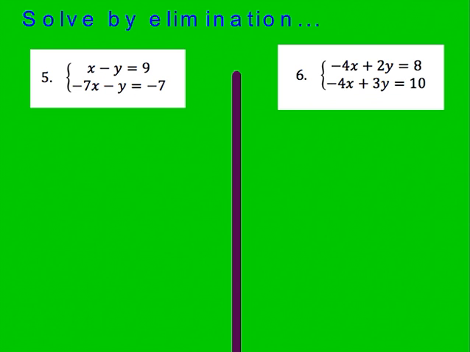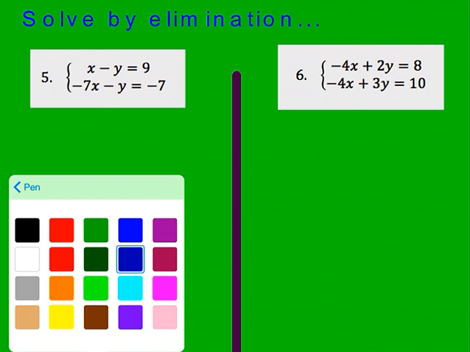Okay? Taking a look at number 5. Uh-oh. Okay, when I look at number 5, my y's have the same number in front of them. What they don't have is opposite signs. So what I need to do here is to create some opposite signs.